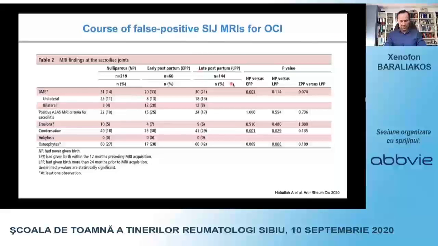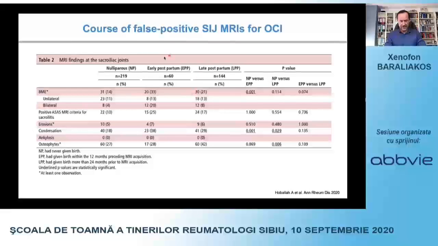And these are the ones that had babies, had delivery 24 months and beyond. And what was found was that if you look at bone marrow edema, these are the p-values. The nulliparous as compared to the early postpartum were significantly different. This means the women that had just had the baby had more frequent and more severe bone marrow edema than the others. And as time went by, 24 months and later, this edema went off and disappeared.